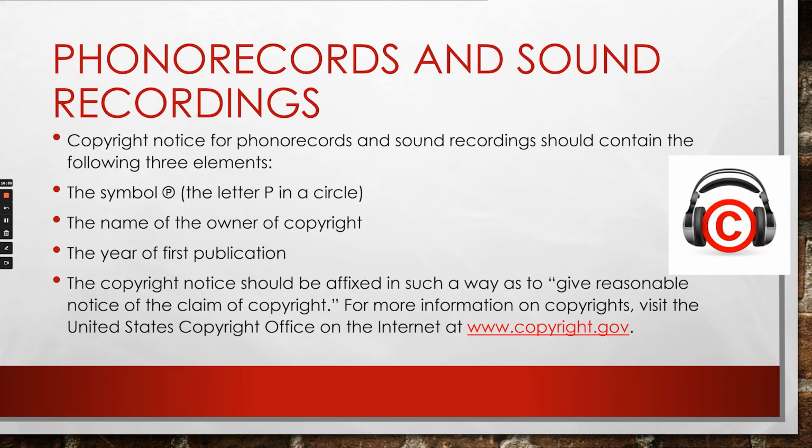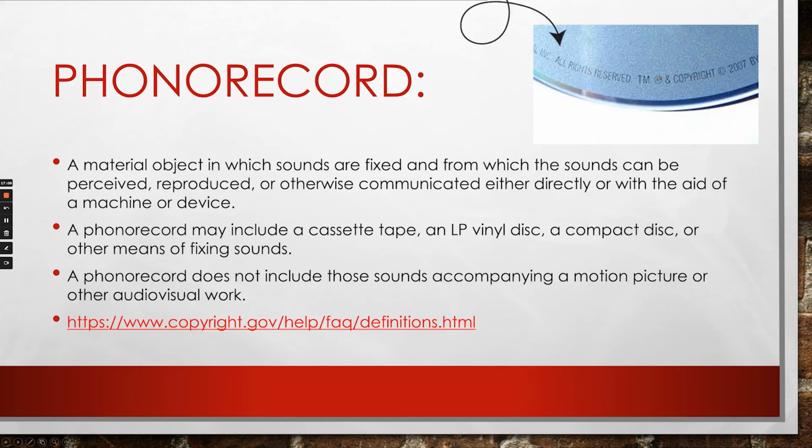Phonographic records and sound recordings have a different notation. The symbol of a P with a circle is usually what is on sound recordings. Then they have the year that it was created and the first year of publication, the first year that the recording went out. You need to make sure that is on all of them. You have to have all three things for any sound recordings according to the Copyright Office. Here is an example of the little copyright notice on a CD.